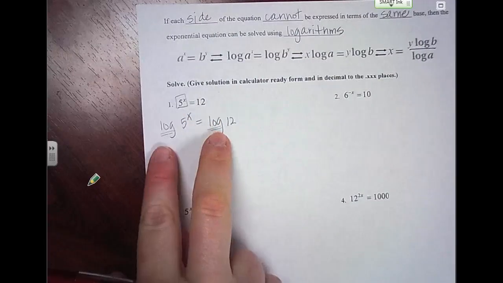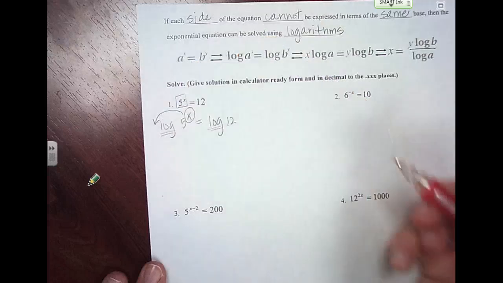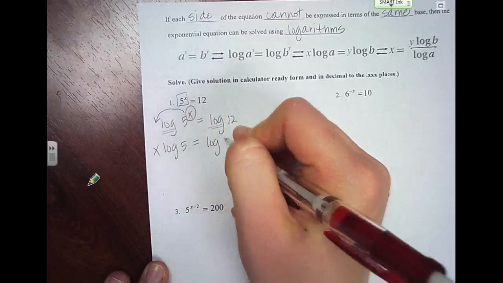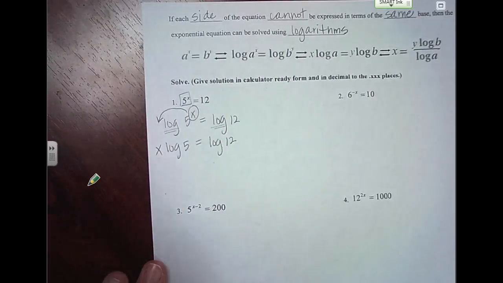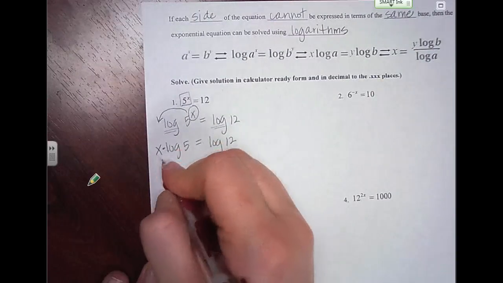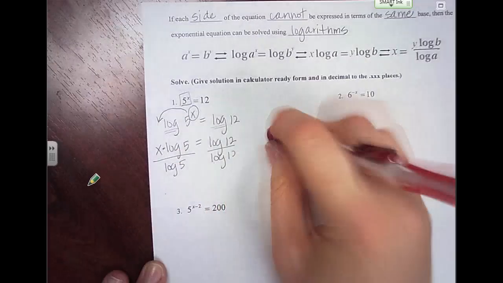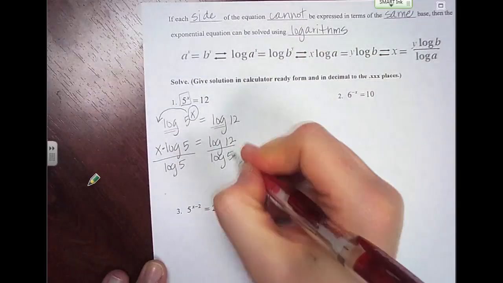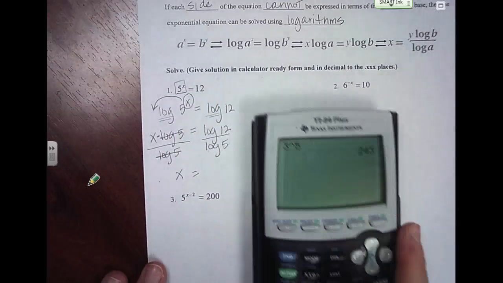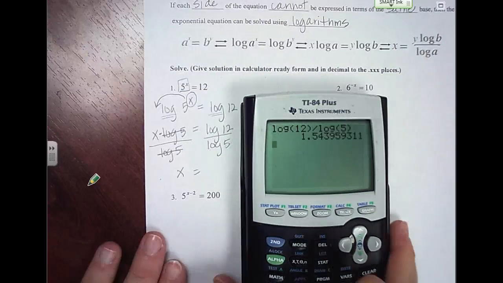So now that I have a log on both sides, I'm going to use the power property and I can bring this x in front of the log. So now I have x log 5 equals log 12. This is just saying x times log 5. Log 5 is just some number being multiplied by the x. So I can divide the whole thing by log 5. So log 5 crosses out, so x is by itself. And now I just put that in my calculator. Log 12 divided by log 5, 1.544.